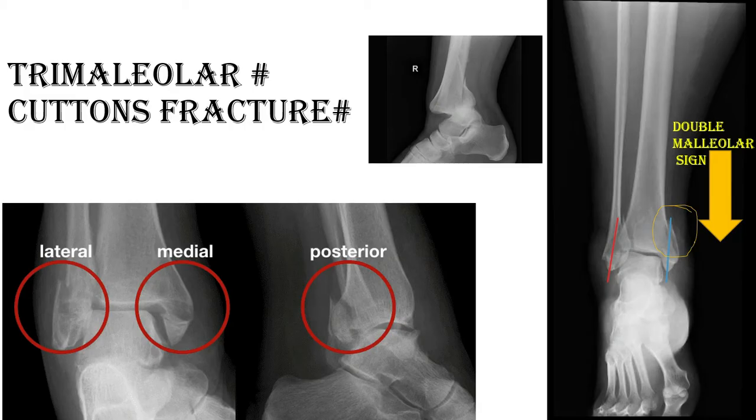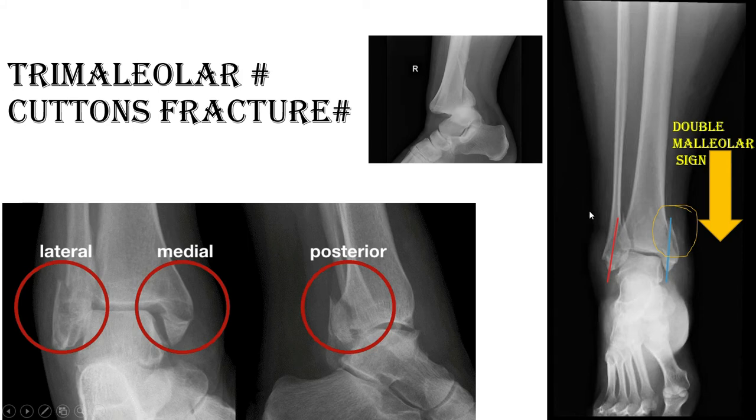Now trimalleolar fracture is also called Cotton's fracture. Along with the medial malleolus and the lateral malleolus, you have to think on the lateral view, that if there is any fracture over the posterior part of the tibia, this is also called trimalleolar fracture. If this is associated with the lateral and medial, this is called trimalleolar fracture. If only the isolated posterior fracture is present, it may be associated with ankle subluxation.